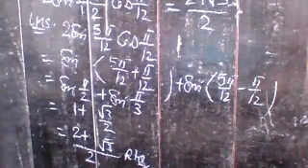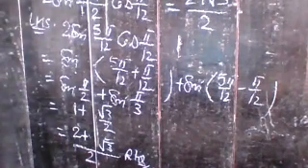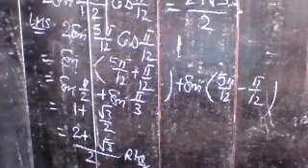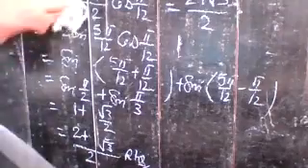2 plus root 3 by 2. So in this way, you can simplify its value. Right, next question.